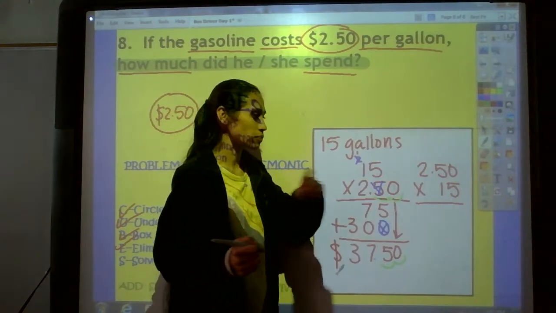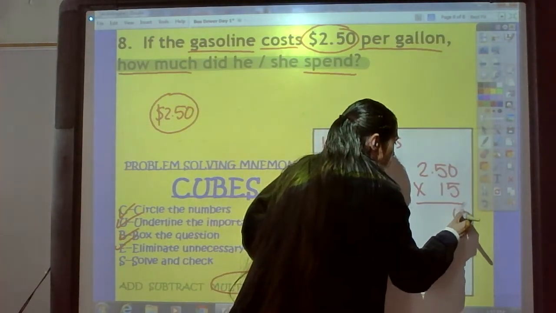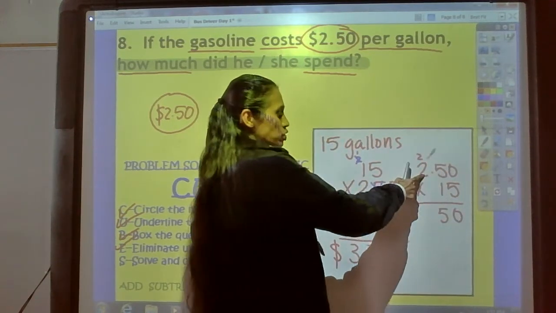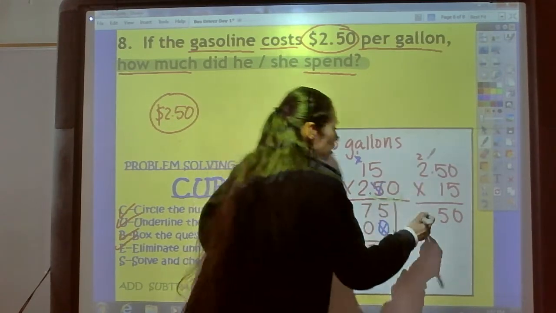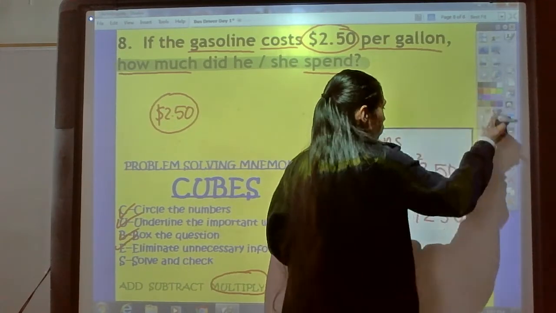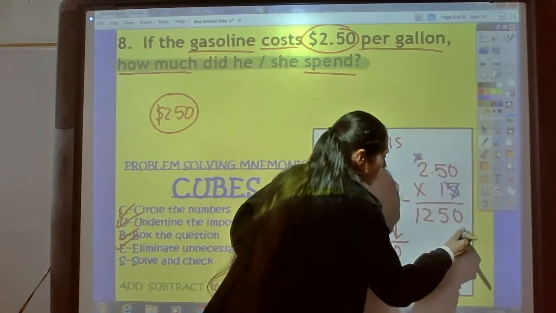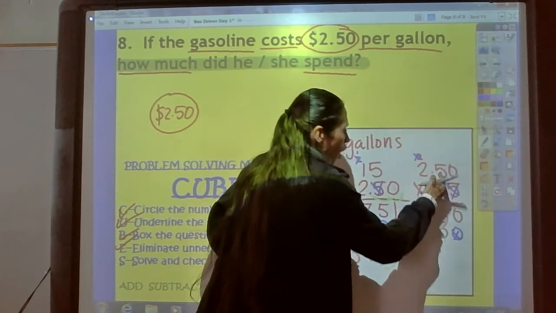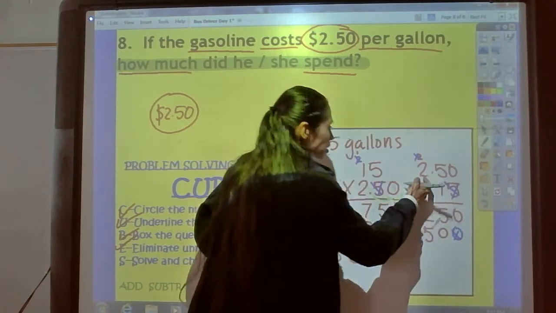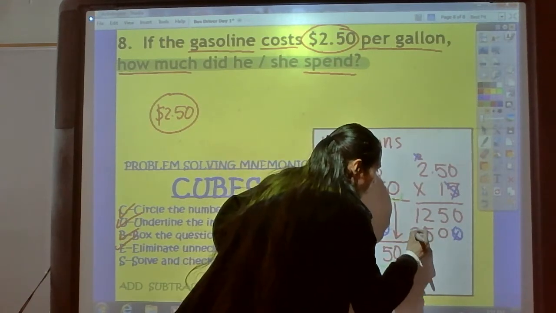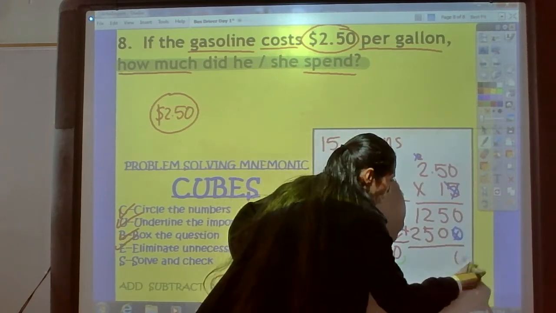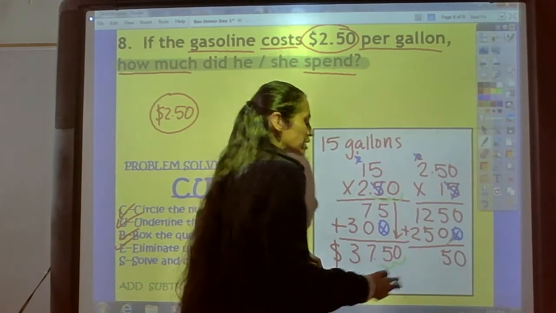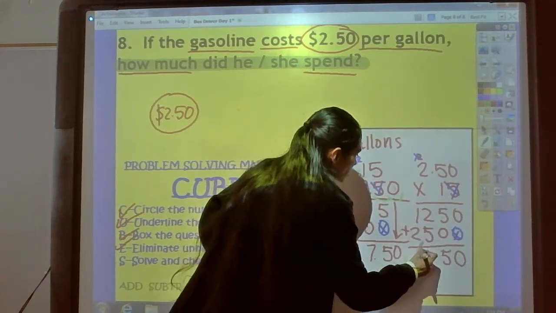I'll do it this way, okay? This way we can check our answer. 5 times 0 is 0. 5 times 5 is 25. 5 times 2 is 10. Plus 2 is 12. We are done with that 5. Cross it out. Put the placeholder. 1 times 0 is 0. 1 times 5 is 5. 1 times 2 is 2. And let's add. 0 plus 0, that's a 0. 5 plus 0 is 5. 2 plus 5 is 7. And 1 plus 2 is 3.